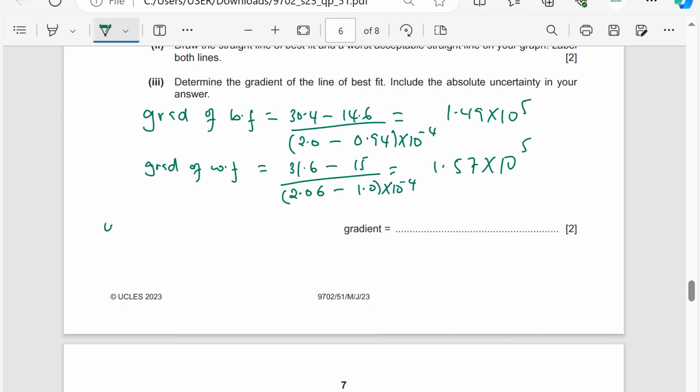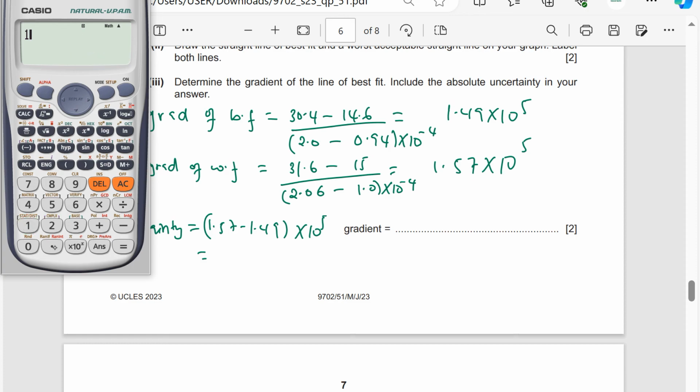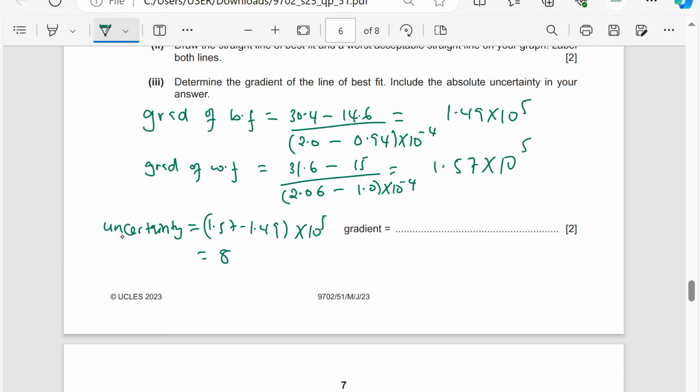So the uncertainty is going to be the difference. I will say 1.57 minus 1.49 times 10 to the power of 5. That is 800. No, 8,000. Okay, so here I have to write the answer as 1.49 times 10 to the power of 5.